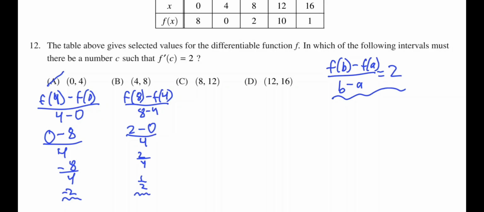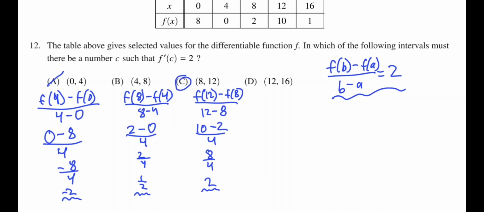All right, now c, we have f of 12 minus f of 8 over 12 minus 8. And f of 12 would be a 10 minus f of 8, which is a 2, over 12 minus 8 would be a 4. So 10 minus 2 is an 8, and 8 divided by 4 does give us back a 2. So that would be the answer.